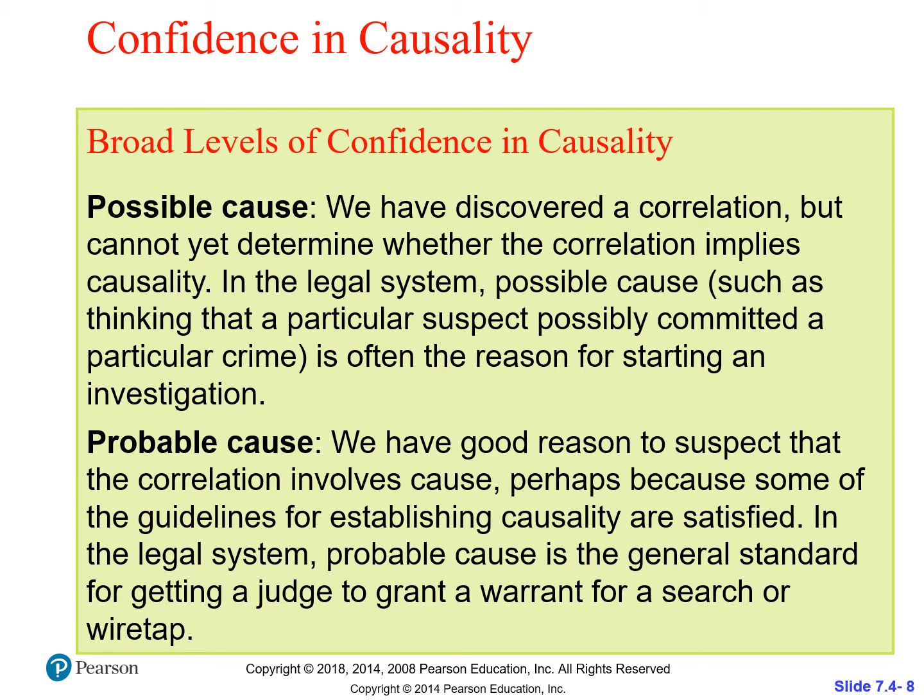Perhaps there's because of guidelines for establishing causality. In a legal system, probable cause is the general standard for getting a warrant to search, or a wiretap, or maybe even making an arrest. So the possible starts the investigation. The probable is where we start taking a person's, I don't want to say rights away, but we start actually infringing upon the person. So we get a warrant to look at their house, we tap them, or maybe even we arrest them.